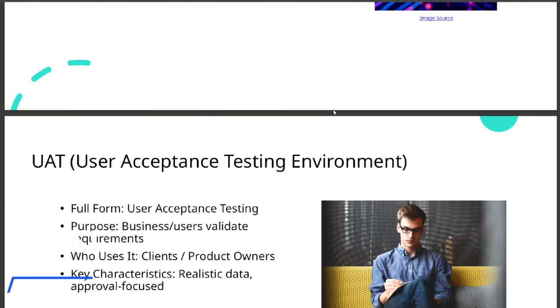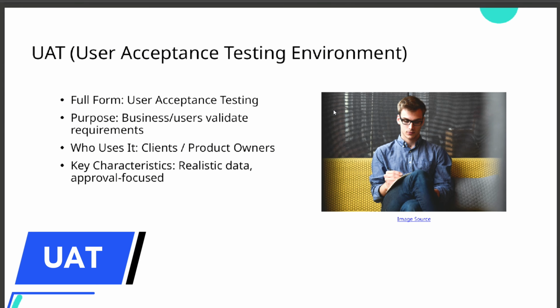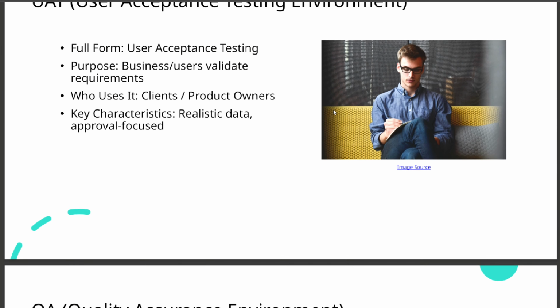And the next environment is UAT, the User Acceptance Testing environment. Here business users or clients validate whether the software meets their requirements or not. If it doesn't meet their requirements, it will be developed again by the developers, then go back to the SIT, and then again come to the UAT. Only approved features are allowed to proceed to the further environments, and it is used by the product owners.